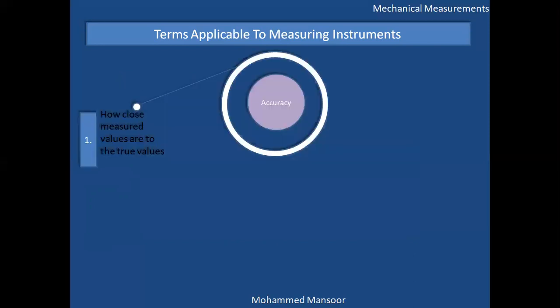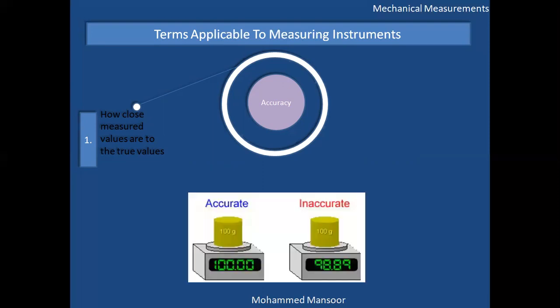Let us learn the second term related to measuring instruments, that is accuracy. What do you mean by accuracy? Accuracy means the closeness between the measured value and the true value. Measured values are the values which we get during the measurement, and true values are the values which we know previously, or they can be called standard values also.